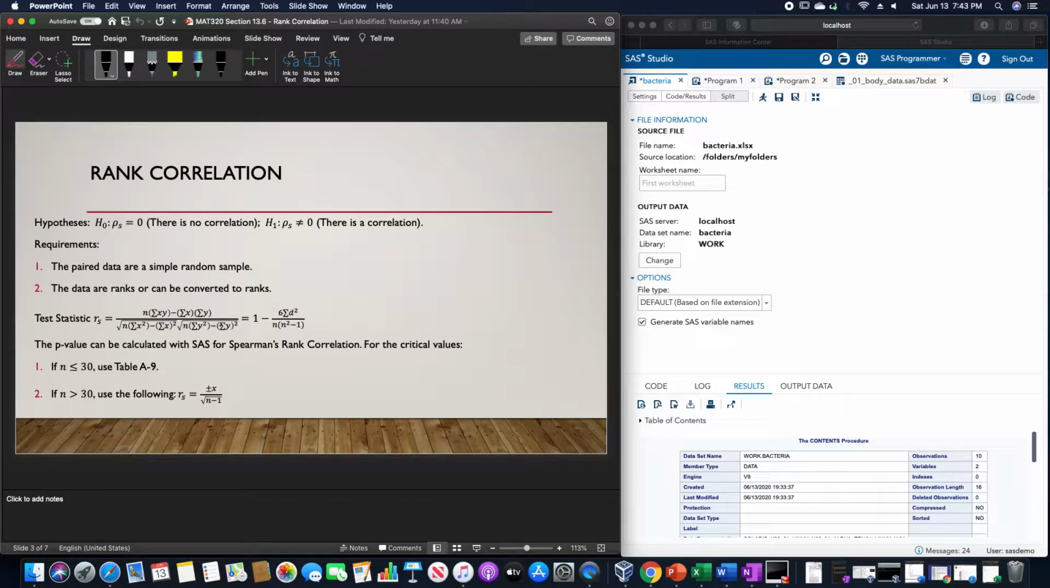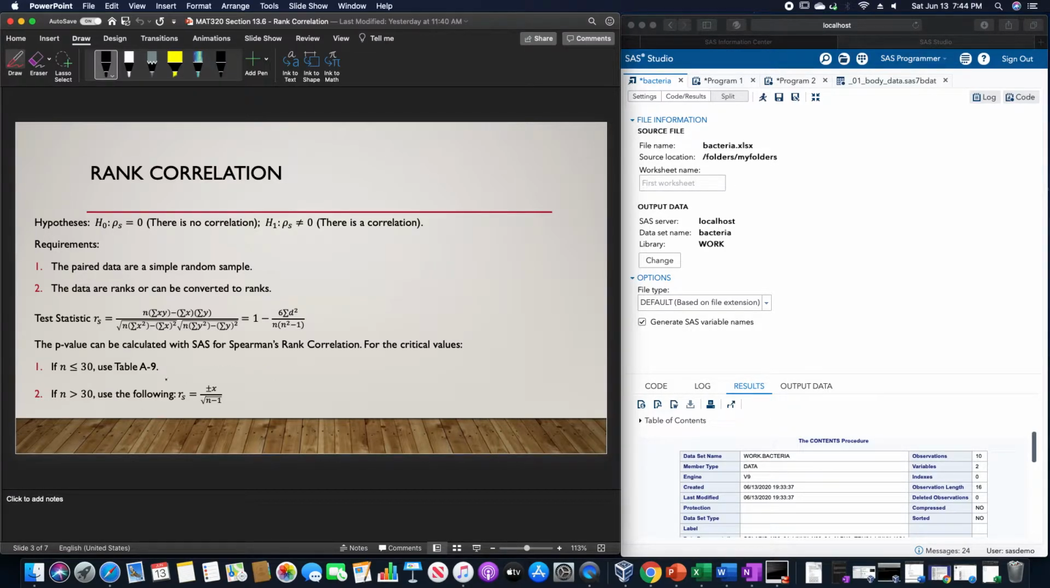The test statistic is one of, depending on which way you want to look at it, one of these two complex looking formulas. R sub s is equal to n times the sum of x times y minus the sum of x times the sum of y, divided by the square root of n times the sum of x squared minus the sum of x, squared, times the square root of n times the sum of y squared minus the sum of y, squared. We could also write this as 1 minus 6 times the sum of d squared divided by n times n squared minus 1.